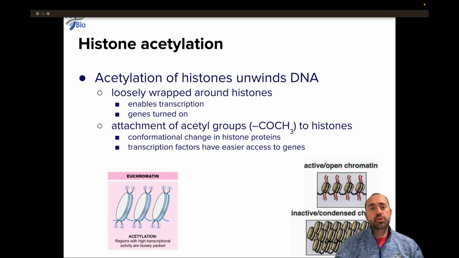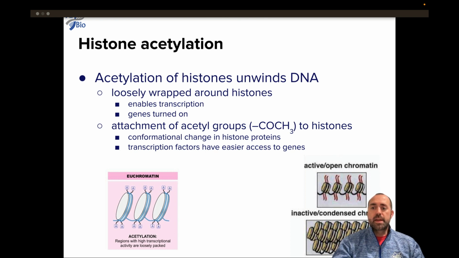Part of the process that controls this histone packing is called acetylation. So acetylation of histones basically helps unwind the DNA. So this loosely wraps around the histones, enables transcription to take place. Essentially, the genes are turned on. So basically what's happening is that acetyl groups are attached to the histones, and that makes the histone proteins change shape. And as we've been learning in AP biology, when something changes shape, it changes what it does. And so when those histone proteins change, transcription factors now have an easier time getting to the genes, and RNA polymerase can now get to the genes and actually start transcription.